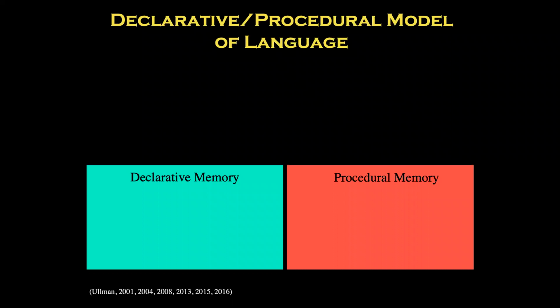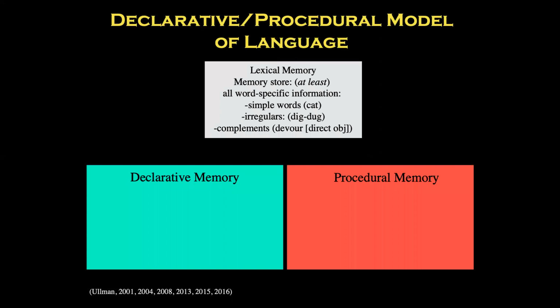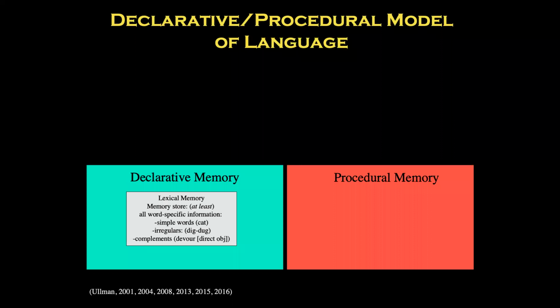So one of the key things we found was that declarative memory seems to be necessary for learning arbitrary bits of information, their relations. Therefore, we should expect that lexical memory should depend heavily on declarative memory. That is the memory store of at least, not only, all word-specific information, such as form-meaning pairs, arbitrary pairs, morphologically arbitrary pairs, like dug, go went, which is partly arbitrary. Or in syntax, complements. The fact that devour requires a direct object. There's a lot of stuff in language that's arbitrary. And of course, above the word level as well, such as metaphors, idioms as well.